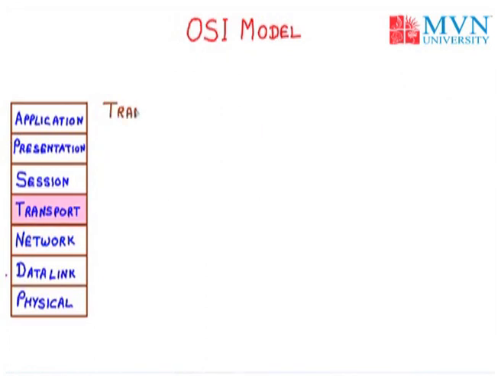The next layer we will discuss is the transport layer. We have various features in the transport layer. The first feature is that it is responsible for process to process delivery. In the network layer we discussed source to destination, and in the data link layer we discussed hop to hop delivery. Now we have process to process delivery, which means we are going to send the data deeper.